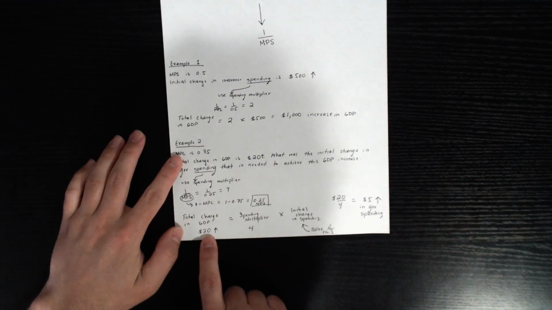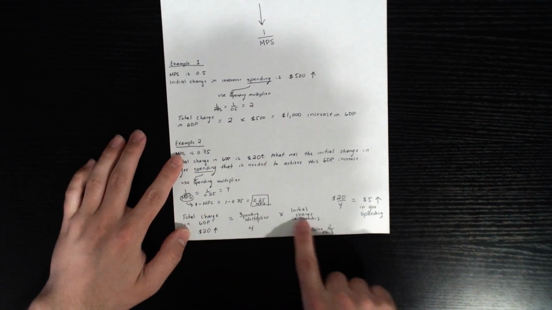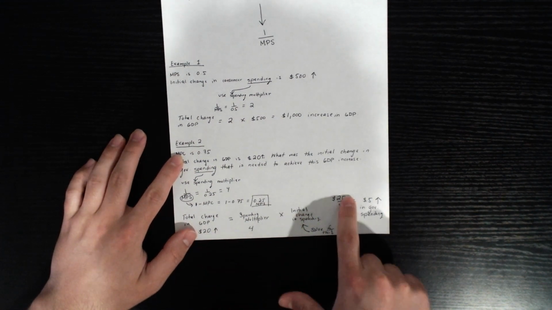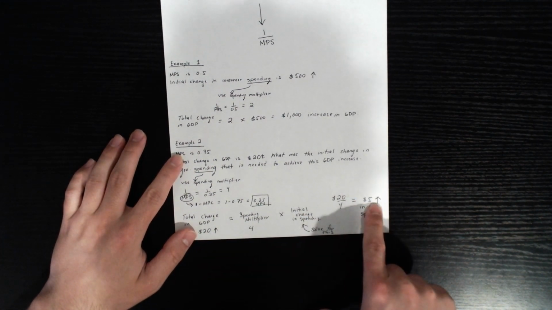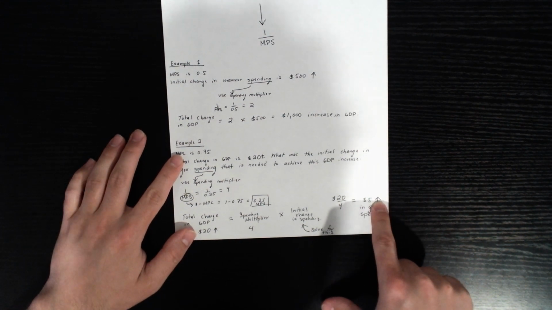So we know the total change in GDP is an increase of $20. We know the multiplier is 4, so then we solve for this initial change by the government. That will mean that we are going to do 20 divided by 4, which means that the government increased government spending by $5.